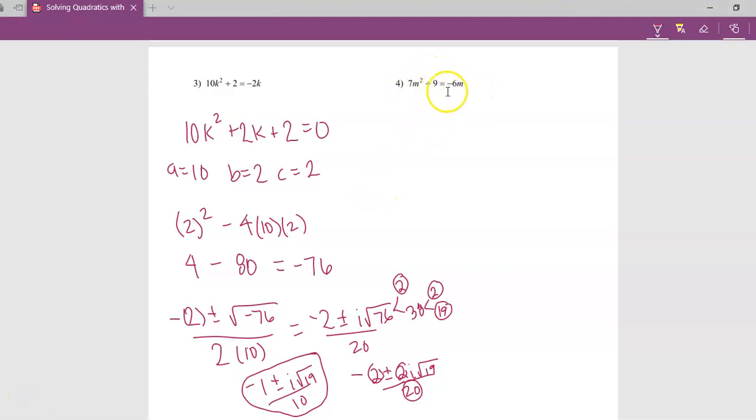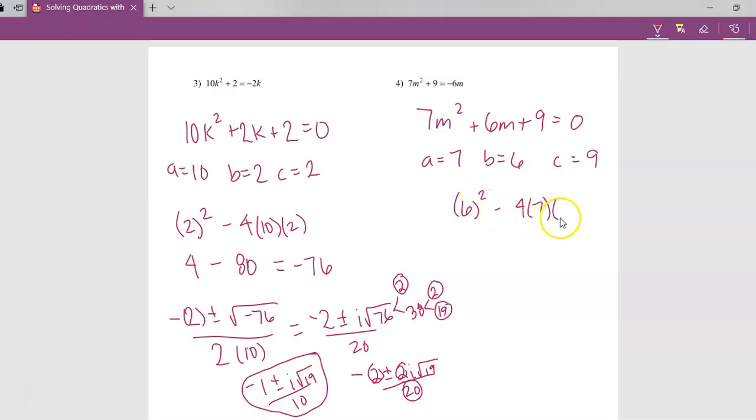All right, so number 4, we need to move that negative 6m over, make it a positive 6m on the other side of the equation. So now we have standard form. A is 7, B is 6, and C is 9. The discriminant would be 6 squared minus 4 times 7 times 9. So that'd be 36 minus, let's see, we got 28 times 9, which is 252. So 36 minus 252 is equal to negative 216.